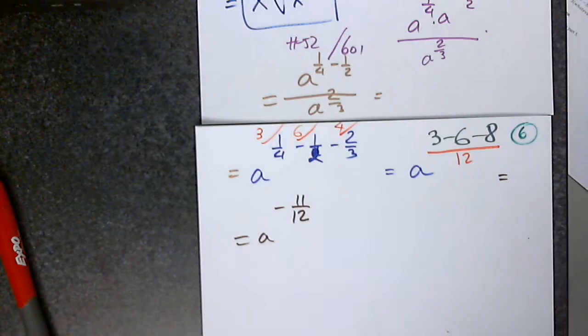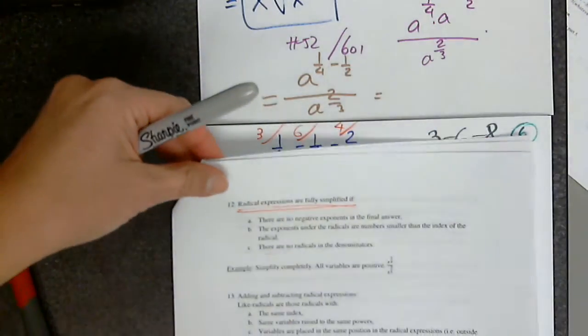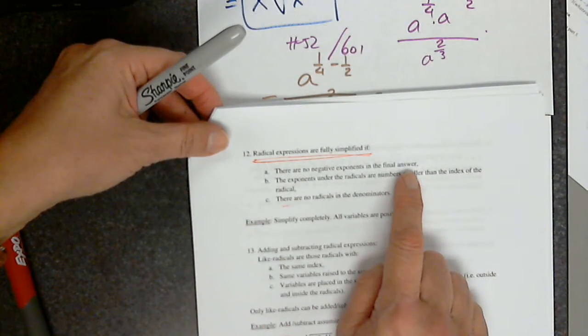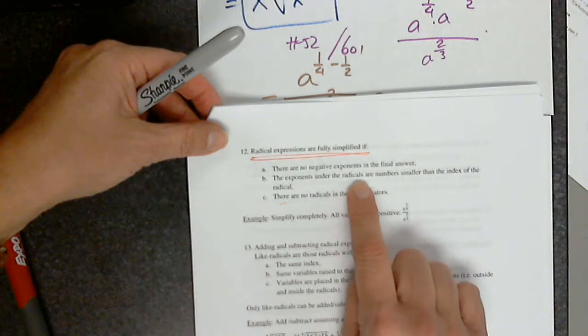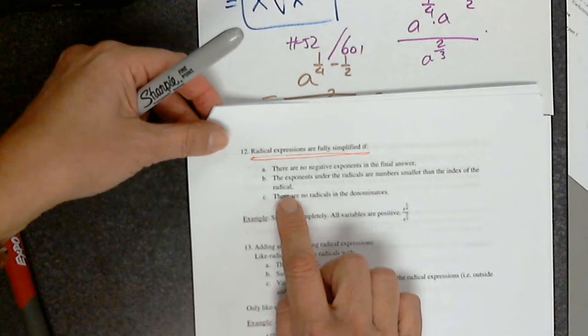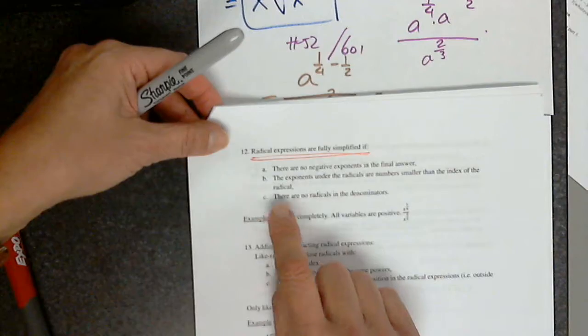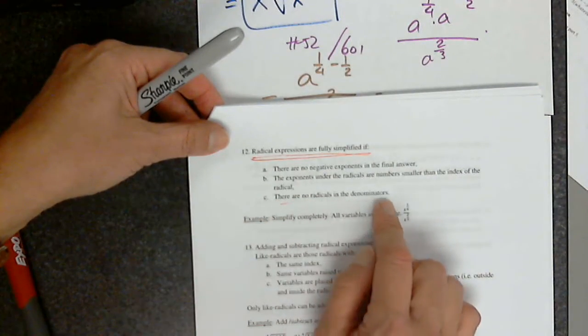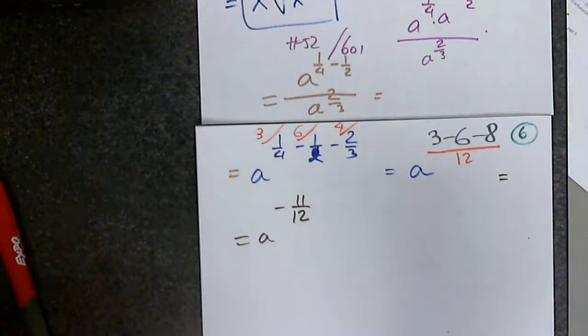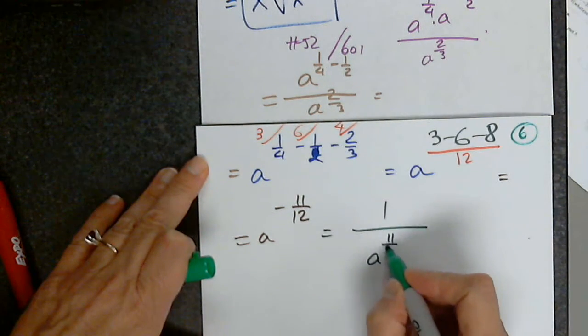Okay. Now we already made progress with this by showing that example in which we said no negative exponents in the final answer. 2. The exponents under the radicals are numbers smaller than the index of the radical, not even equal to, smaller. We know that at least from one example. And there are no radicals in the denominators. In order to consider radical notation fully simplified, what do I do next then? Put it over 1. Yes, very good. So this is indeed 1 divided by a to 11 over 12.